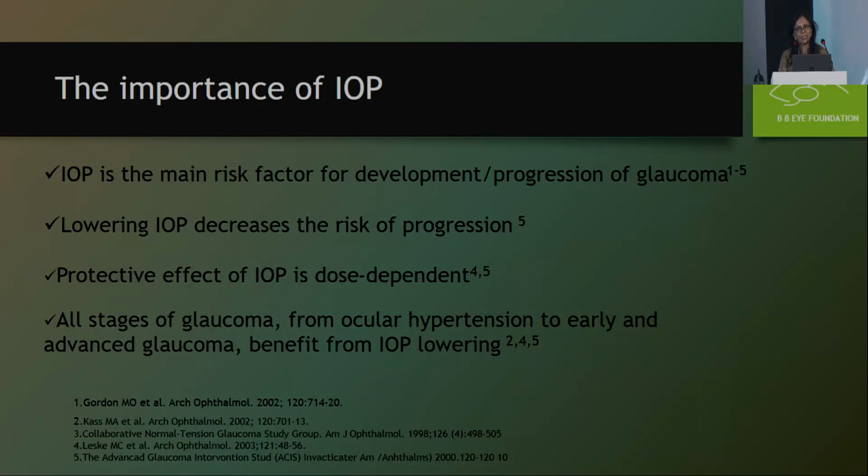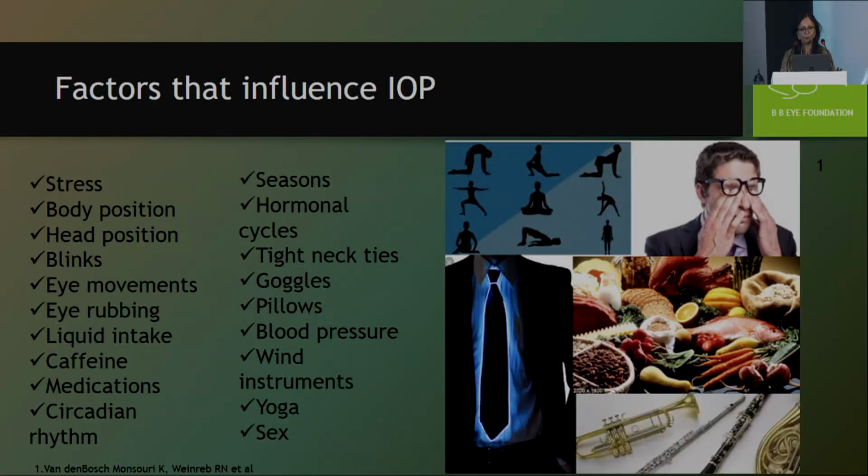But having said that, I would like to say in broad capitals that high intraocular pressure is not primary open angle glaucoma. There are a lot of other factors before you label a patient as primary open angle glaucoma. You can see a lot of factors in our day-to-day activities that actually influence intraocular pressure.